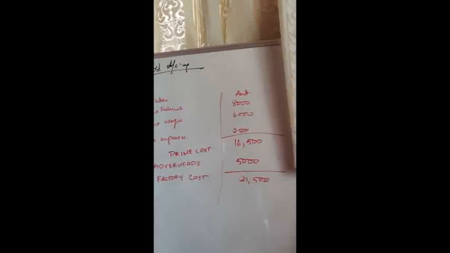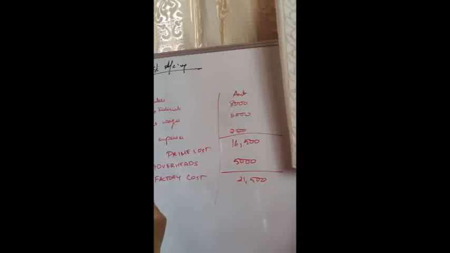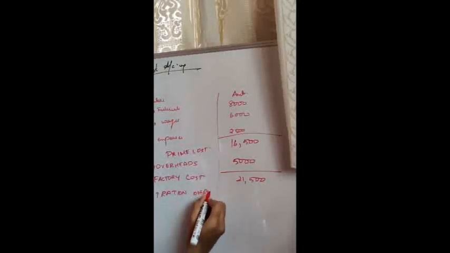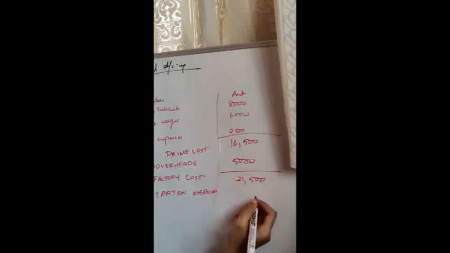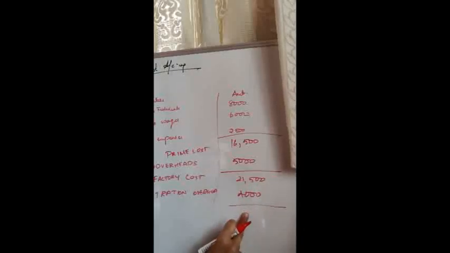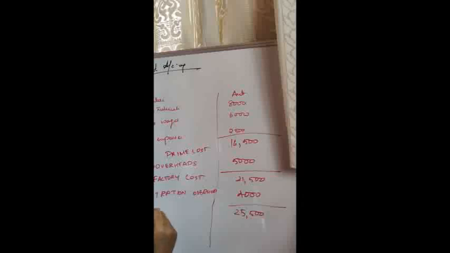Now, part C, that is your administration overhead. Okay. What is your administration overhead? Again, your administration overhead is given directly in the question. That is rupees 4,000. So, we will take it directly. Now, what you get after adding this? You will get your administration cost, or you can call it your cost of production. Okay. So, what is 21,500 plus 4,000? It is 25,500. Okay. You will get your cost of production.